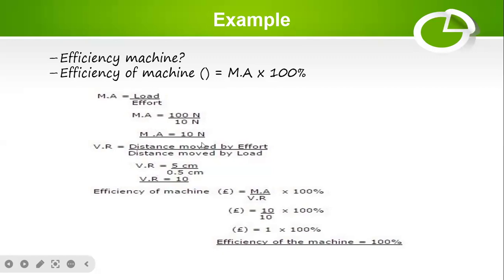There's no Newton here. Now, velocity ratio equals distance moved by effort upon distance moved by load, so 5 centimeter divided by 0.5 centimeter gives a velocity ratio of 10. Now for the efficiency of the machine, you take the mechanical advantage, 10, and divide by the velocity ratio, 10, and you get an efficiency of 100%, which is actually ideal, because machines are always imperfect due to the reasons we mentioned before.